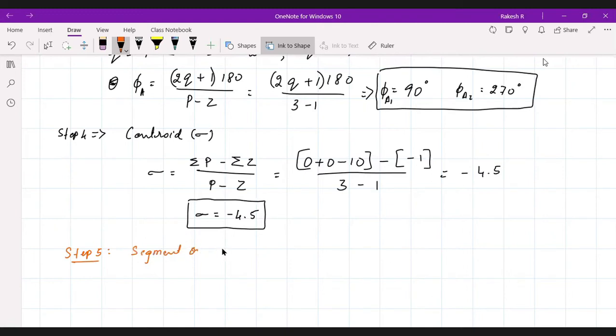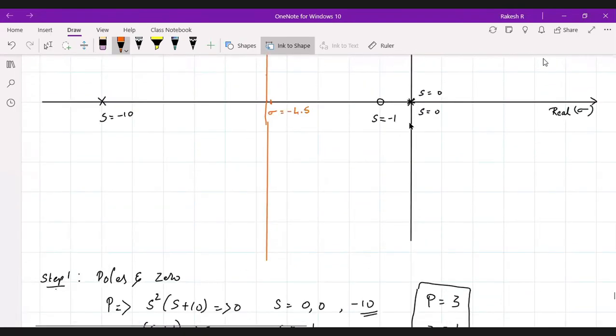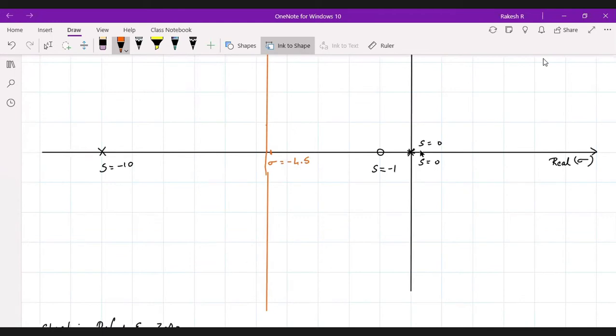Segment on real axis here. Right. To determine the segment on real axis, what we need to consider? We need to see the two roots here. First, here we have two roots on 0, that is s is equals to 0. So first we need to find out this here.